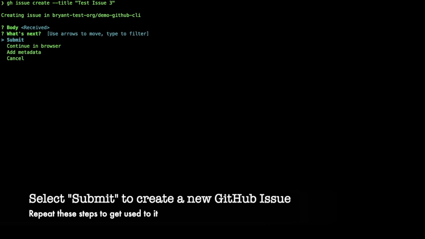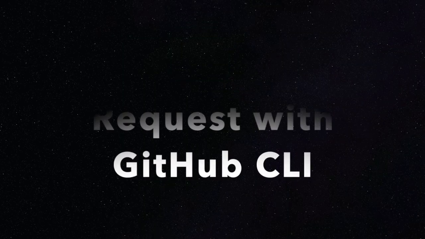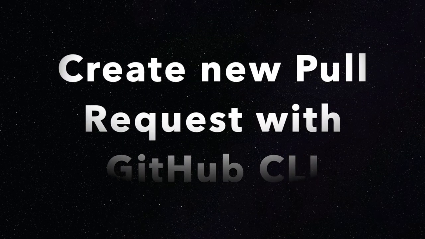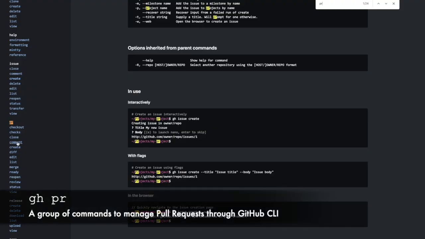Try to do this a number of times so you can get more comfortable with the issue command. If you're ready, let's move on to our next section, which will be to create a new pull request. In this section, you will learn how to create a new pull request with GitHub CLI. Returning back to our GitHub CLI documentation, you can find the pr command for pull requests.